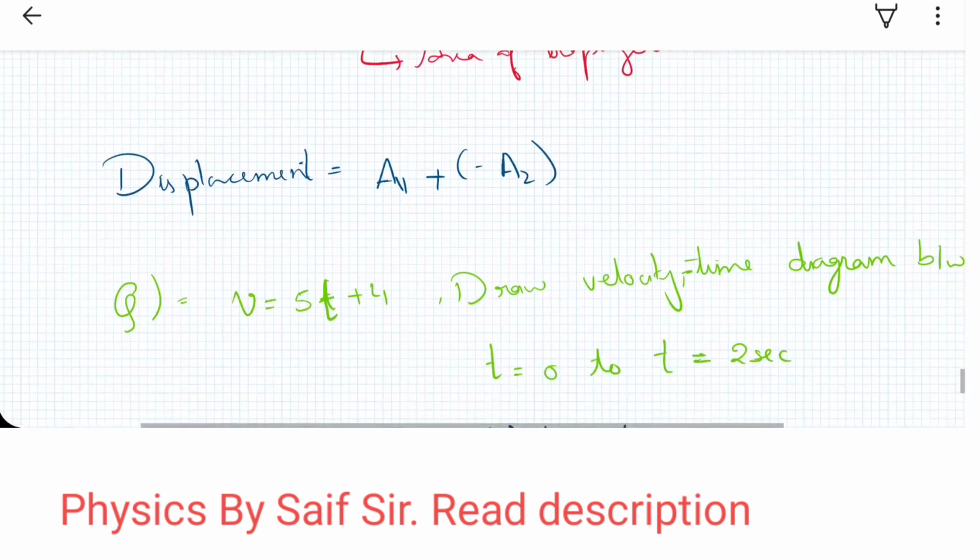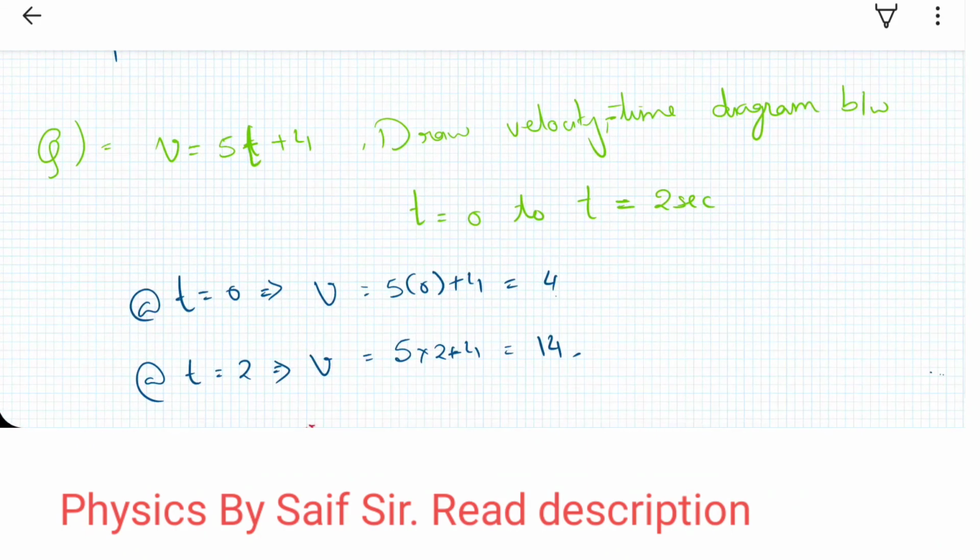Now we will see one more question. Here the question is given as v is equal to 5t plus 4. We have to draw the velocity time diagram between t is equal to 0 and t is equal to 2 seconds. We have to draw a graph of velocity and time. On the y-axis you will take velocity, on the x-axis you will take time, which means you have to find the values at t is equal to 0 and t is equal to 2 seconds.